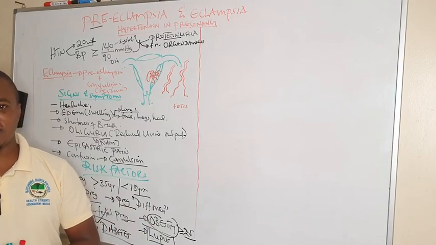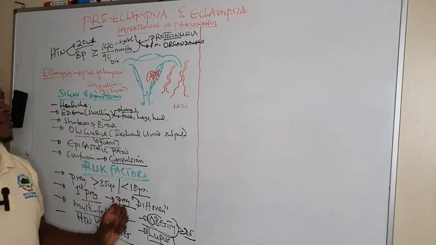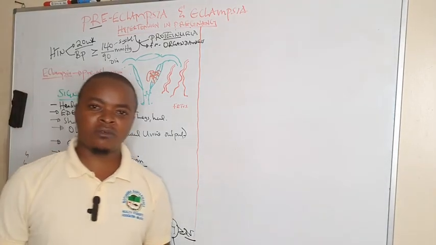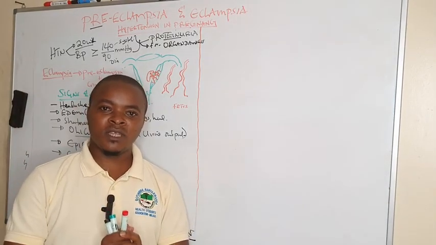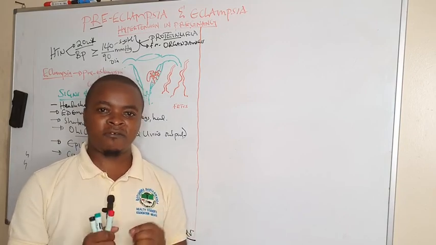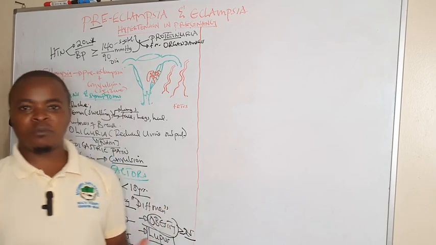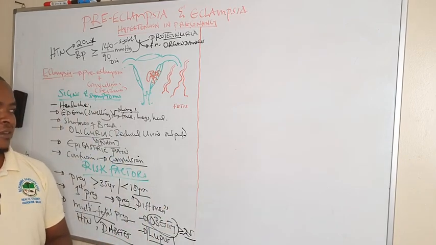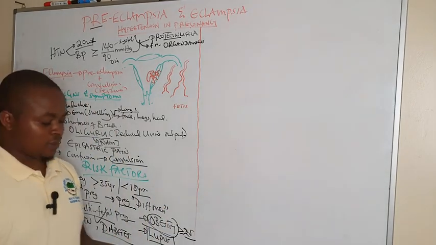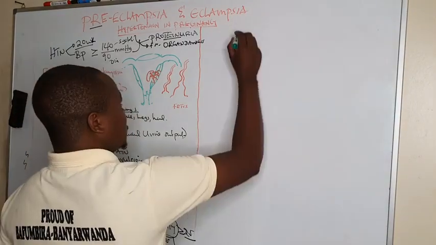After knowing this, we want to see how this preeclampsia we are talking about comes about. How does it start and how does it manifest? And what could be the complications if not treated? That is what we want to look at. So we are looking at the pathophysiology.